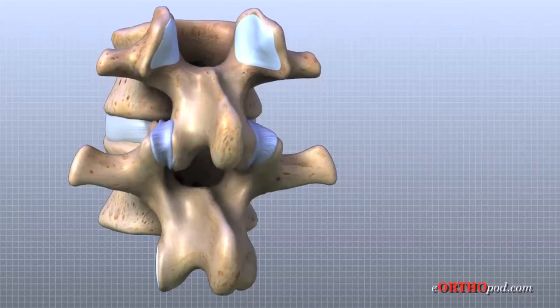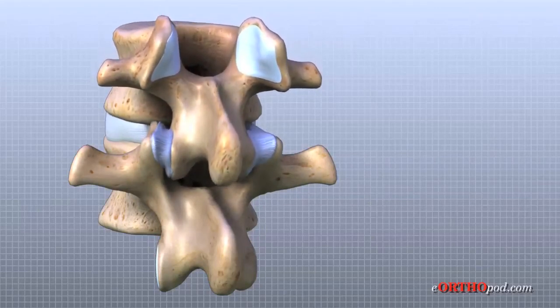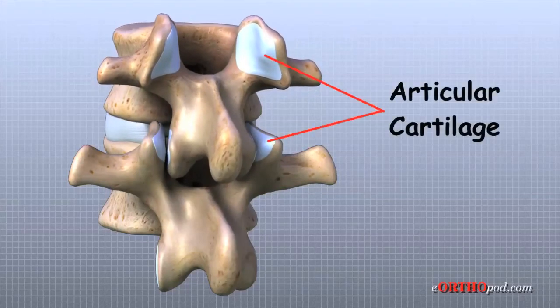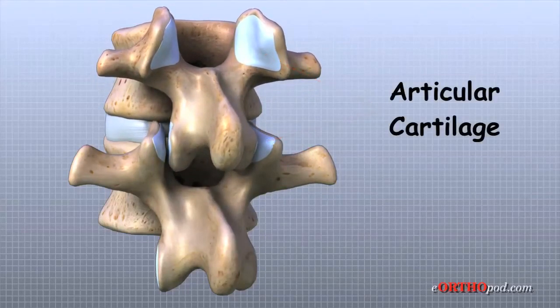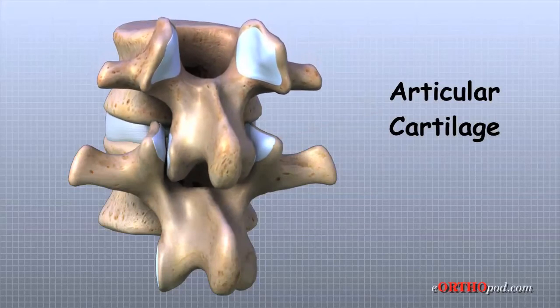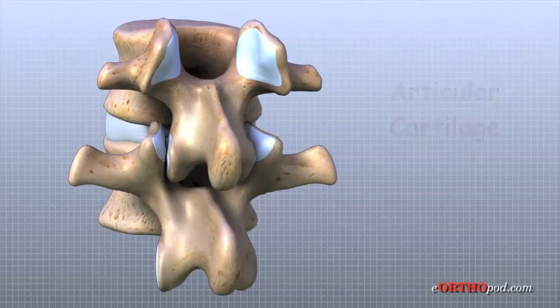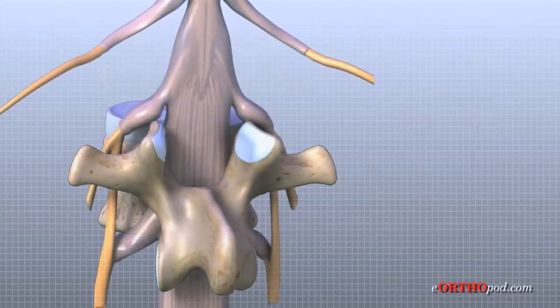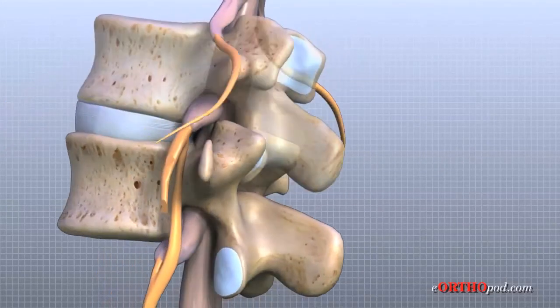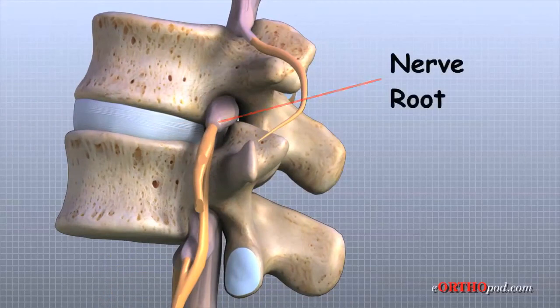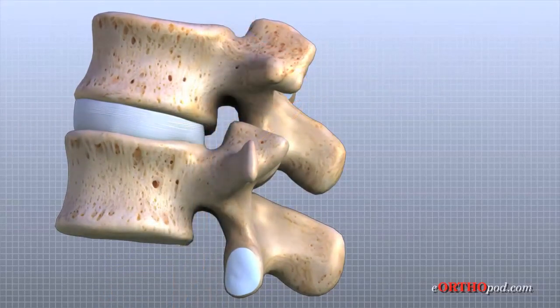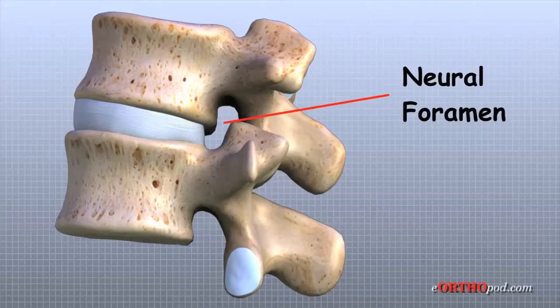The surfaces of the facet joints are covered by articular cartilage. Articular cartilage is a smooth, rubbery material that covers the ends of most joints. It allows the bone ends to move against each other smoothly, without friction. 2 spinal nerve roots exit the sides of each spinal segment, one on the left and one on the right. As the nerves leave the spinal cord, they pass through a small bony tunnel on each side of the vertebra called a neural foramen.